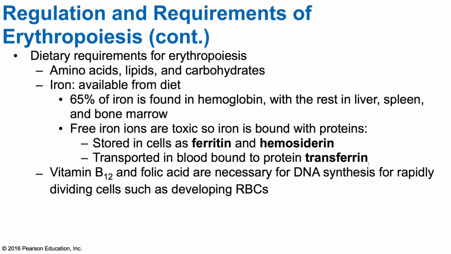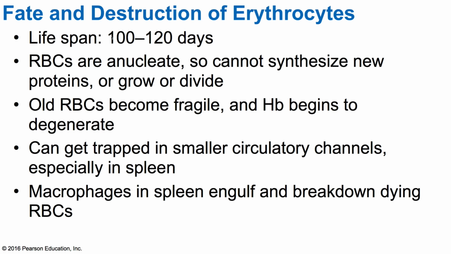The other thing that's required are B vitamins, and we have two specific B vitamins, B12 and folic acid. These are both necessary for DNA synthesis for rapidly dividing cells, such as this developing red blood cell. As to the life cycle of a red blood cell, they usually live anywhere from 100 to 120 days, so we're looking at about 4 months. The red blood cells, as we know already, lack a nucleus, so they can't synthesize, make any new proteins, or grow or divide.